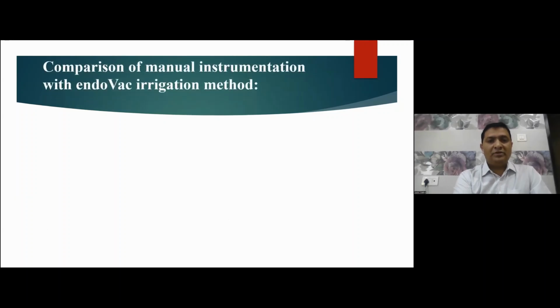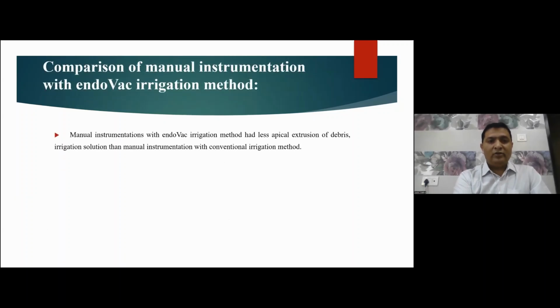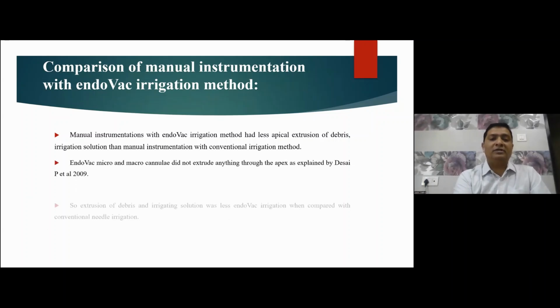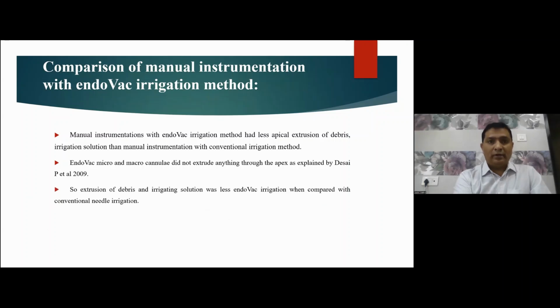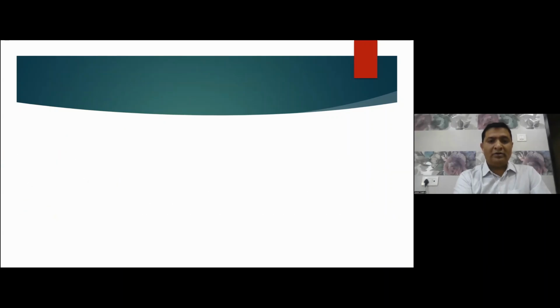Comparison of manual instrumentation with EndoVac. Manual instrumentation with EndoVac has less expulsion than manual instrumentation with conventional needle irrigation, as EndoVac has a micro and macro cannula that did not extrude anything beyond the apex. There are no quantitative studies.